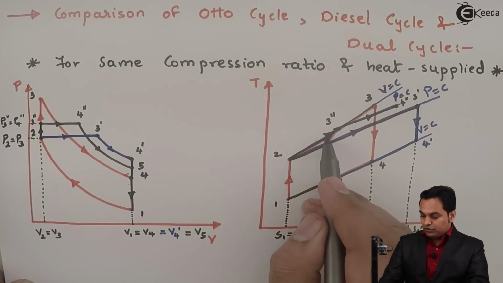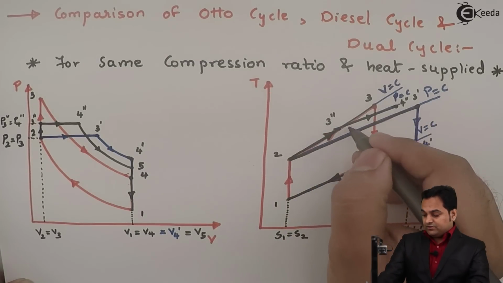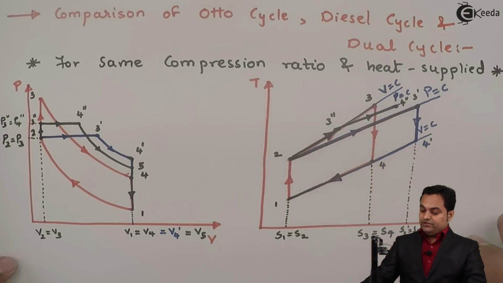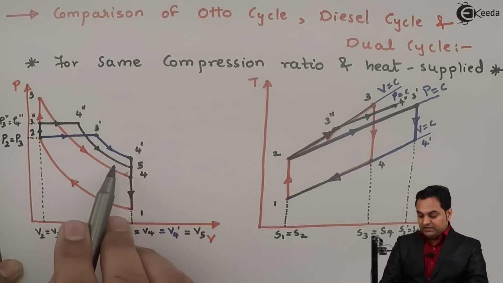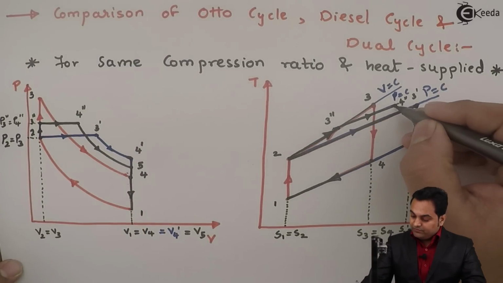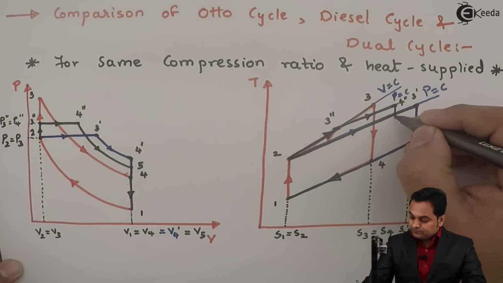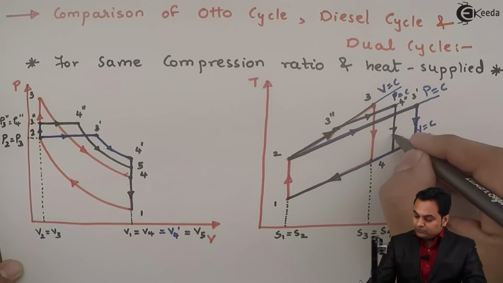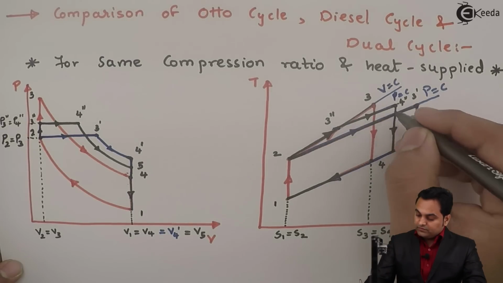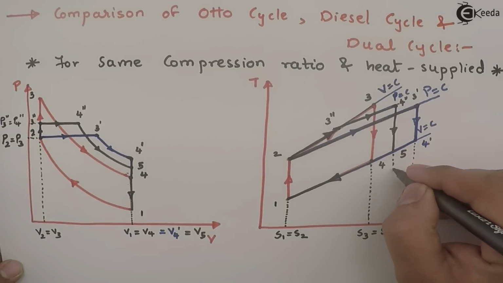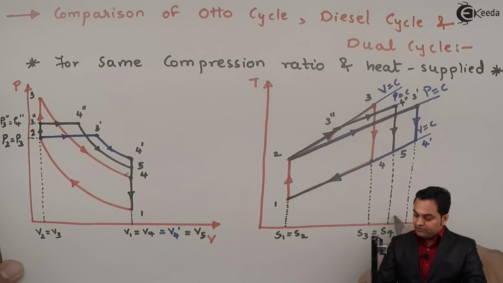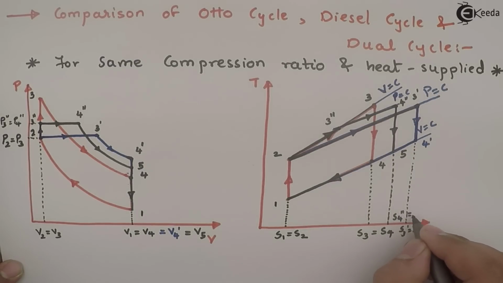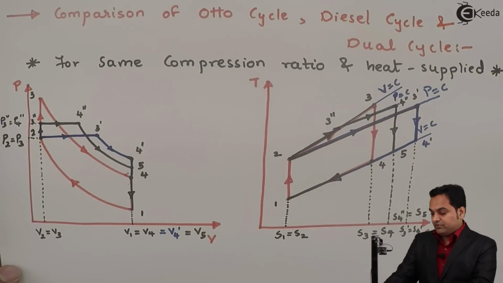So there is constant volume heat addition first, next there is constant pressure heat addition, after that there is isentropic expansion from 4 double dash to 5, so the entropy will remain constant. So here S4 double dash is equal to S5, entropy remains constant.